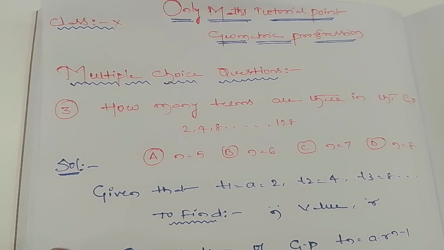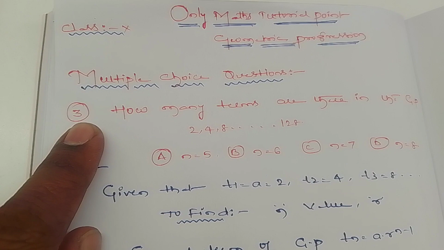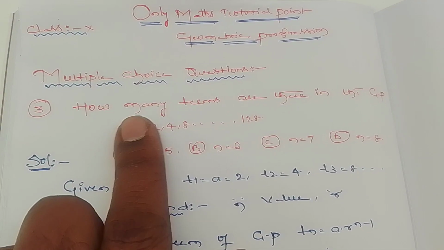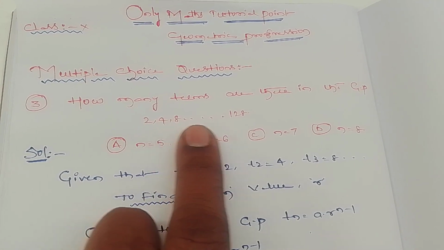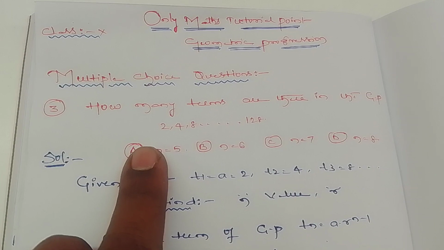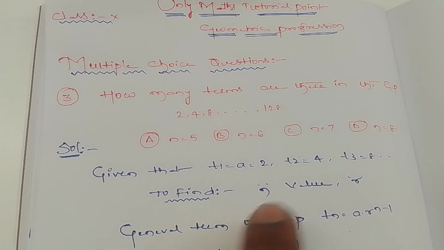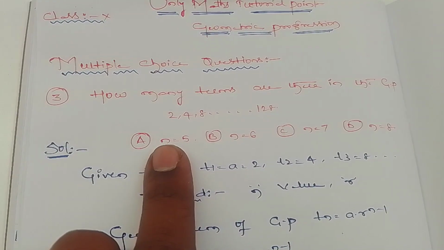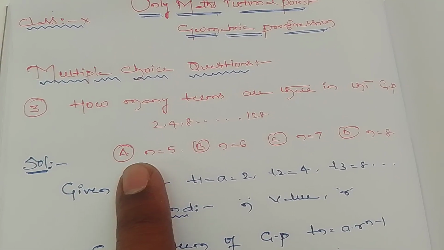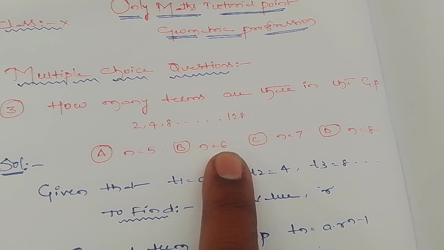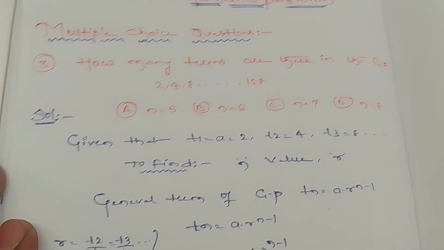Today we are going to discuss geometric progression multiple choice, Example 3. What is given here? How many terms are there in the GP series 2, 4, 8, and so on up to 128? So there is one series given, and we don't know for which term it becomes 128. We need to find the value of n here. They gave options: n equal to 5, n equal to 6, n equal to 7, n equal to 8. So let's solve the sum.